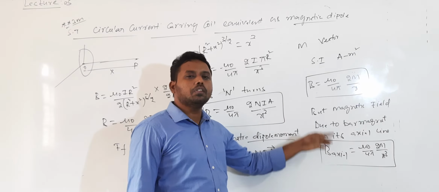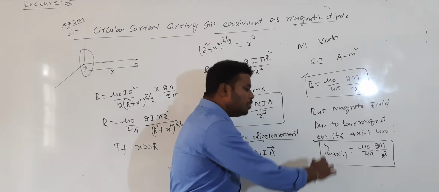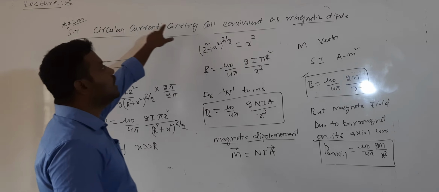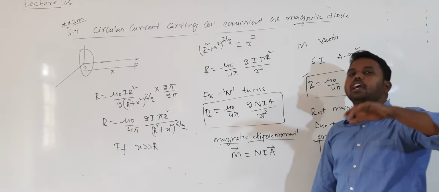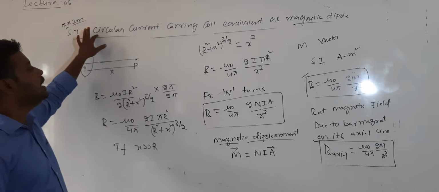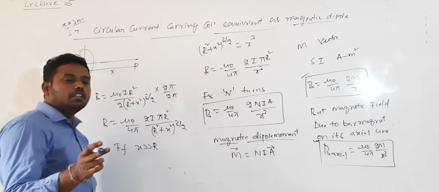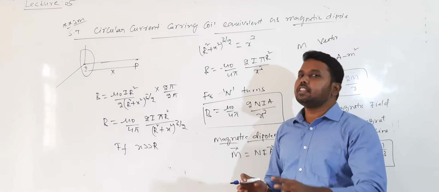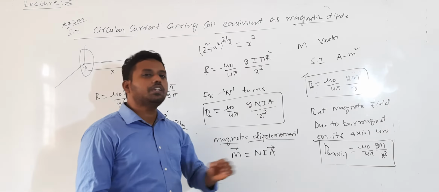If I compare, both the expressions are the same, but this is the expression due to the circular coil, and this is due to the bar magnet. Both are the same, which means they are equivalent. The circular current carrying coil is equivalent to a magnetic dipole. How does the circular current carrying coil act like a magnetic dipole? So from equations 1 and 2, you can write that the circular current carrying coil is equivalent to a magnetic dipole. Di means two, so magnetic dipole. You need to consider a bar magnet with two poles. A magnet with a single pole will never exist. So compulsorily two poles are there, and we need to consider those two poles.